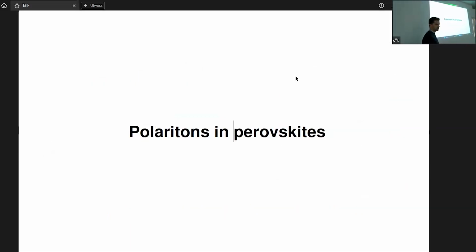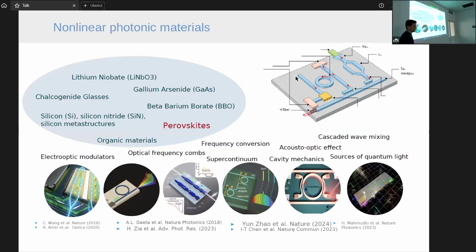Okay, so now after this introduction, I'm going to present our results. Recently we were interested in the possibility of creating polaritons in perovskite materials. Perovskites are a group of materials which is nowadays very trendy, mostly because of its very strong interaction between light and these materials. It can be used, for example, for solar cells, and this is the main industrial motivation. But here we are not interested in solar cells, we are interested in some other things.